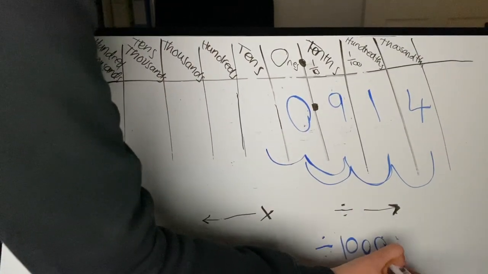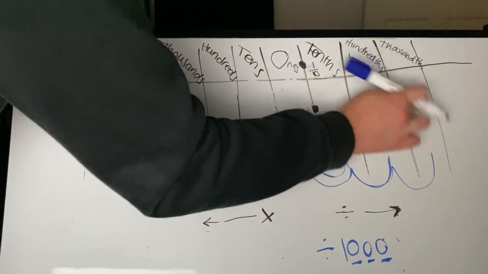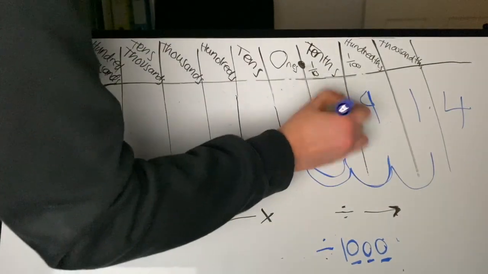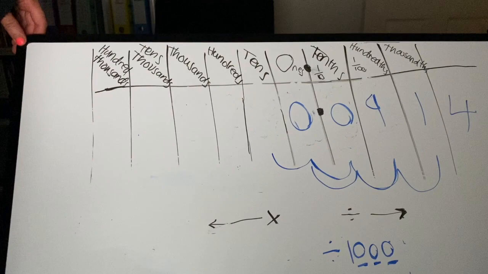To divide by 1,000, I'm going to move the digits 1 more place value column to the right to become 1,000 times smaller than the original number, which is 0.0914.